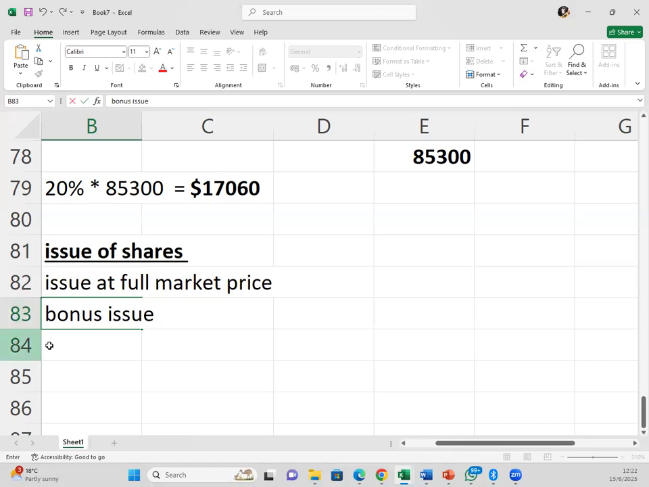That's a bonus issue. Then on the other hand, we have the rights issue. Again, this one is given to existing shareholders, but with a rights issue they pay a price which is less than the market price.